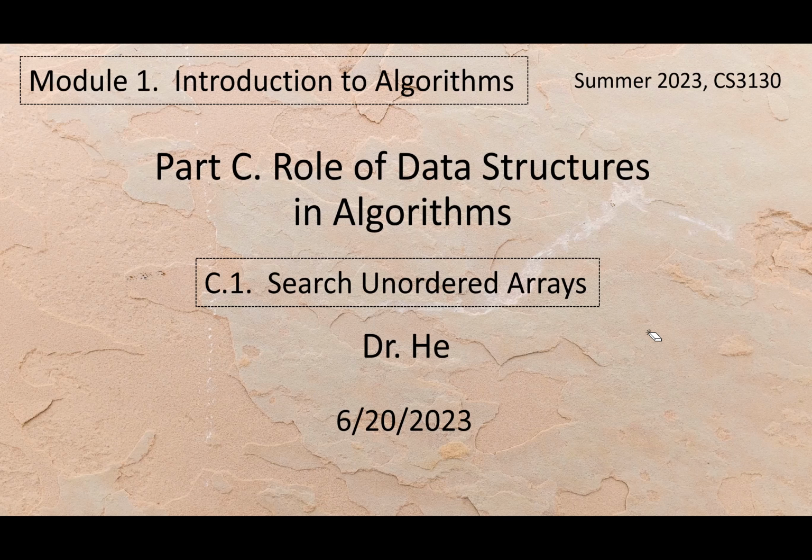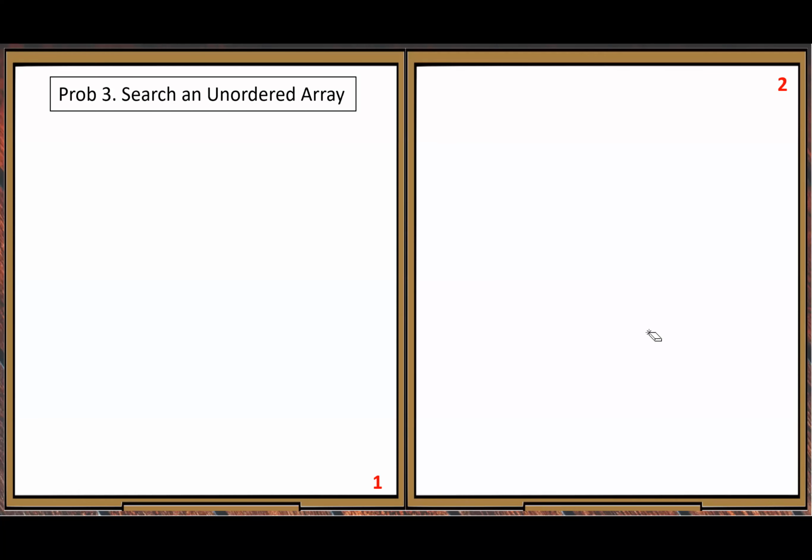So this is a simple problem. Our computing problem number 3: search an unordered array. The question: given an unordered array, we use this representation, the data size is n, and a search key k.